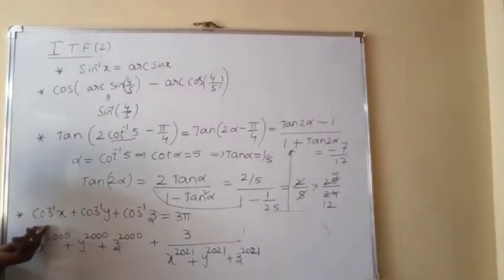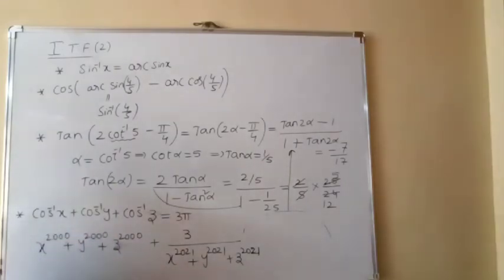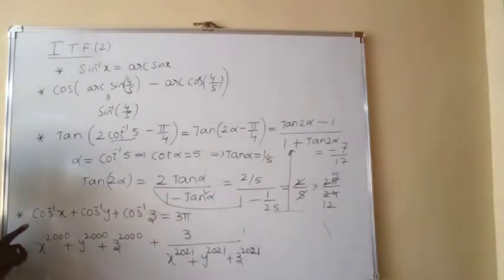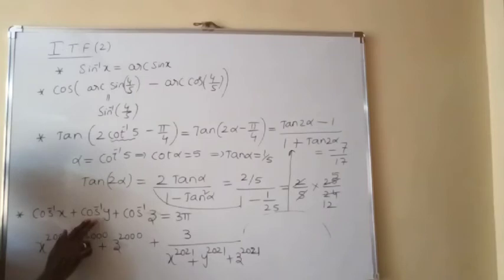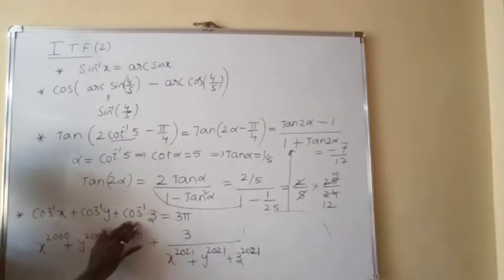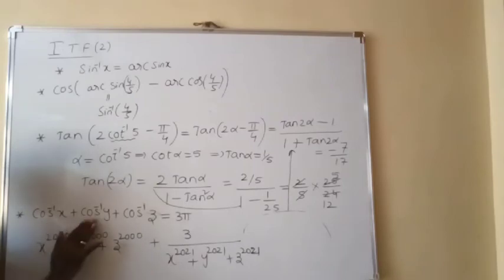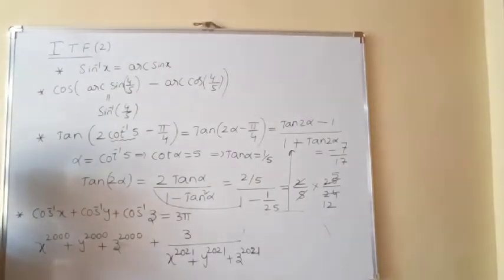So what is the range of cos inverse x? 0 to pi. So the maximum value of cos inverse x is pi. Similarly, the maximum value of cos inverse y is pi, and the maximum value of cos inverse z is pi. So this equation holds only in one case: cos inverse x must be pi, cos inverse y must be pi, cos inverse z also must be pi. Is it possible to take cos inverse x as 0, cos inverse y as 0, and then cos inverse z would be 3 pi?